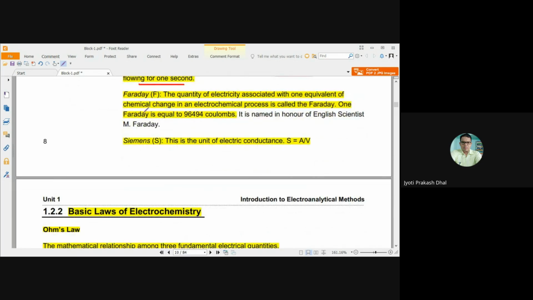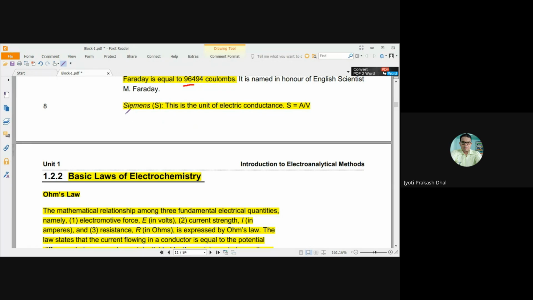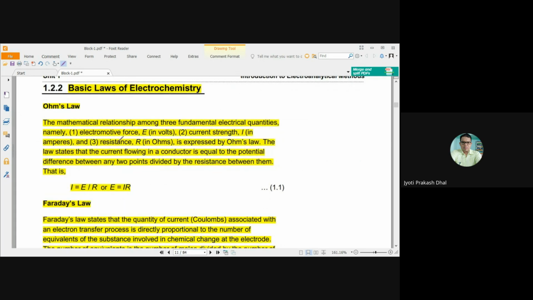Now coming to Faraday, abbreviated as F. It is the quantity of electricity associated with one equivalent of chemical change in an electrochemical process, and that is called 1 Faraday. We know that 1 Faraday equals 96,500 coulombs. So that is the bigger unit of electricity. The next one is Siemens, that is S. This is the unit of electrical conductance, so it is ampere by volt.